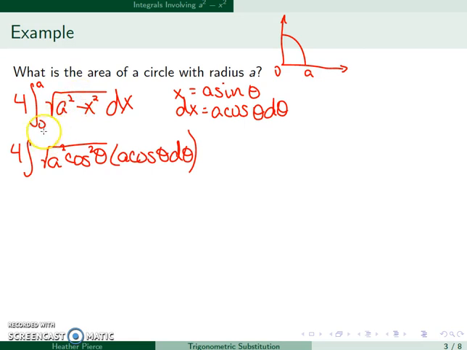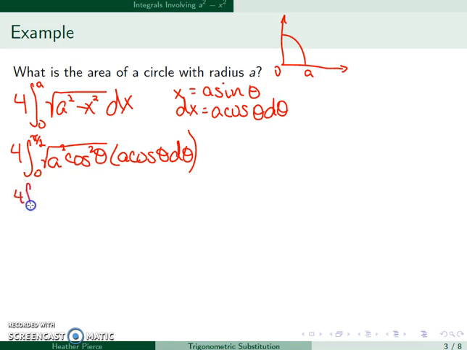I'm also going to want to change my bounds. If x is equal to 0, then theta would need to also be equal to 0, since sine of 0 is 0. If x is equal to a, then I have that sine of theta must be equal to 1, which gives me pi over 2.